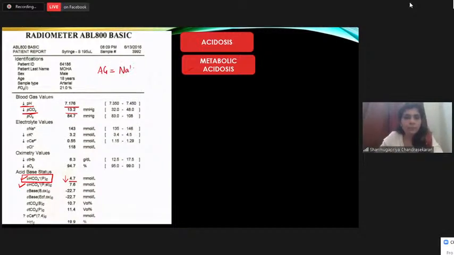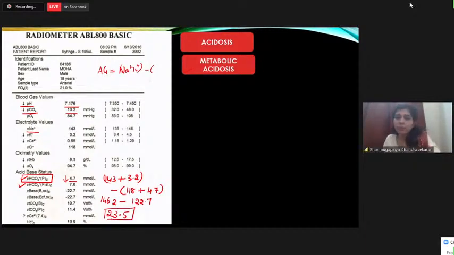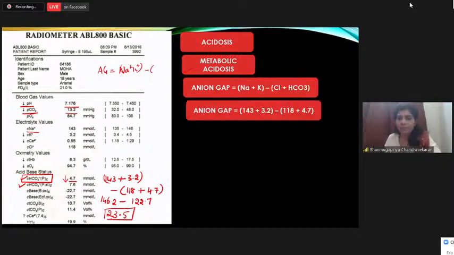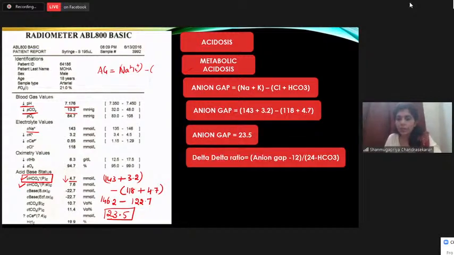Now calculate anion gap. What is the formula for anion gap? It is sodium plus potassium minus chloride and bicarbonate. So what is 143 plus potassium is 3.2, right? Minus, what is chloride? 118 plus bicarbonate is 4.7. So if you calculate 146.2 minus 122.7, that's 23.5. So what is the anion gap for this report? It's 23.5. Okay, so what is the diagnosis? It's increased anion gap metabolic acidosis.